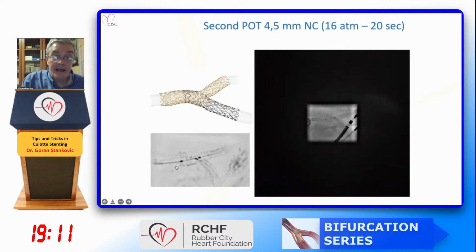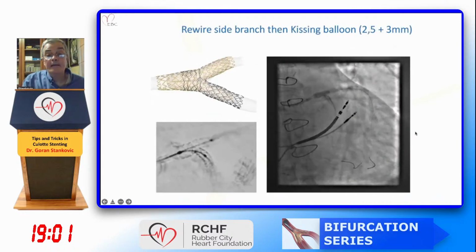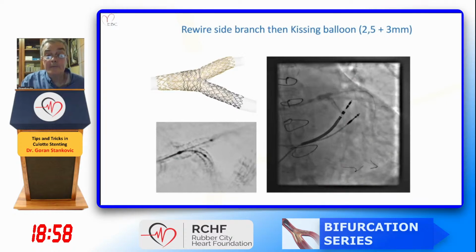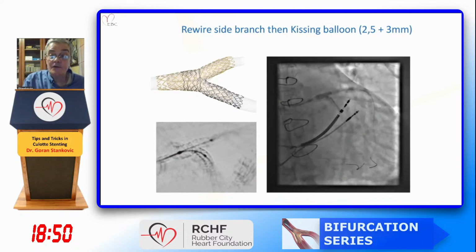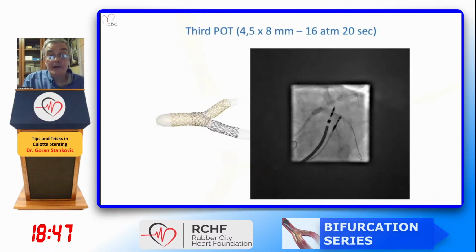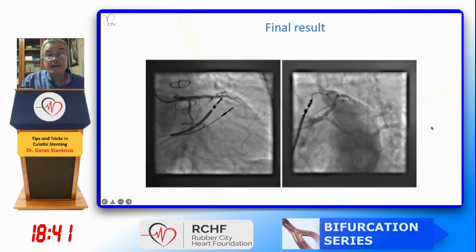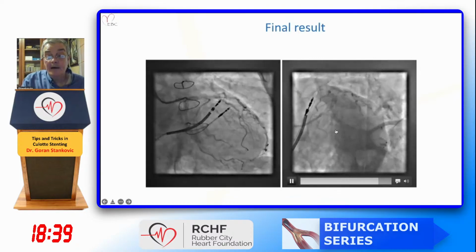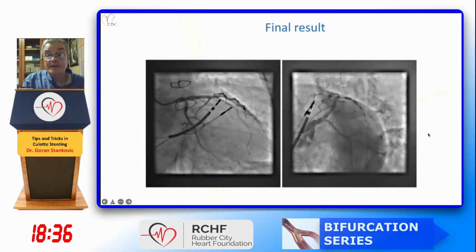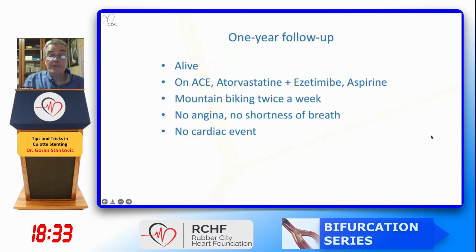And then second POT, 4.5 NC, 16 atmospheres. You see again distal marker exactly in front of the carina. And the result after distal marker positioning and POT was further improved, rewired through the side branch, kissing balloon sequentially 2.5 and 3. So the third POT, again with the same position, and the final result with really optimal lesion coverage as well as opening of both ostia of both branches.